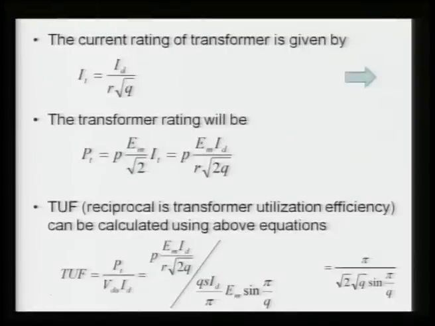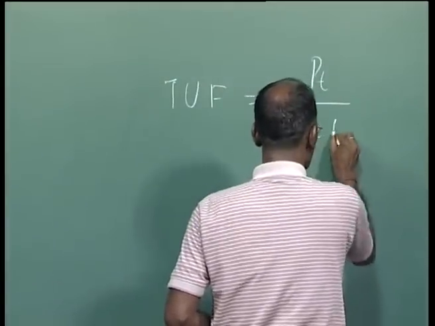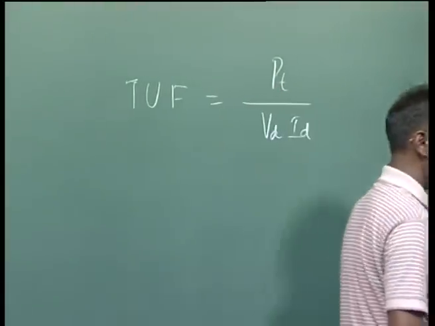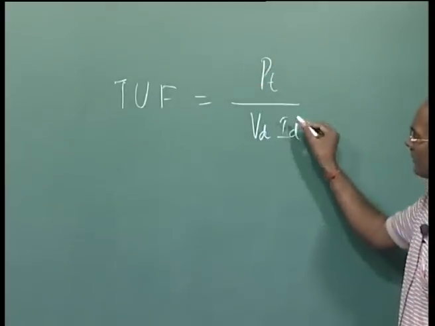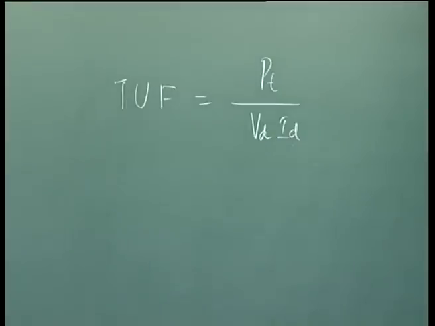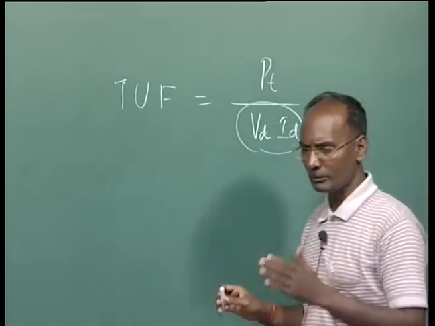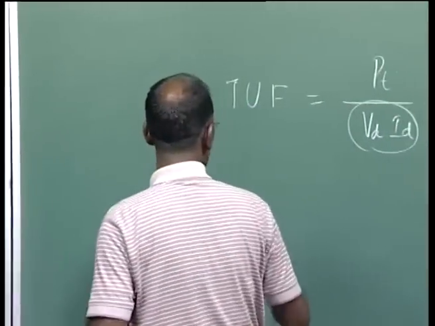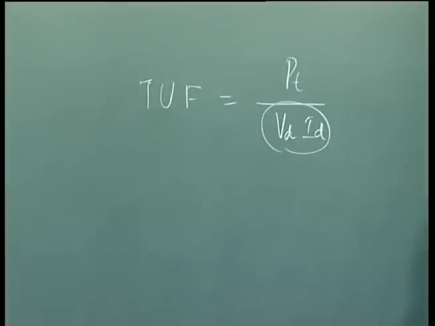In mathematical terms, TUF is PT divided by VD into ID. PT is the secondary side AC RMS power divided by the DC power. To calculate PT, this is very clear. In any output of the converter circuit, VD is the output DC voltage and ID is the DC current, and we have assumed this DC current is constant in the DC link.